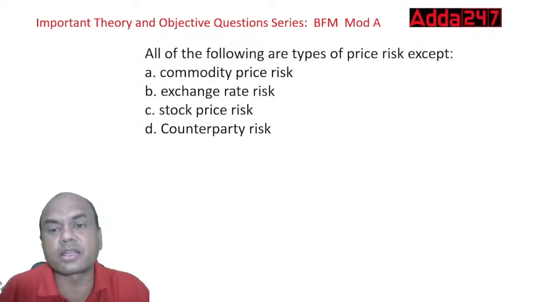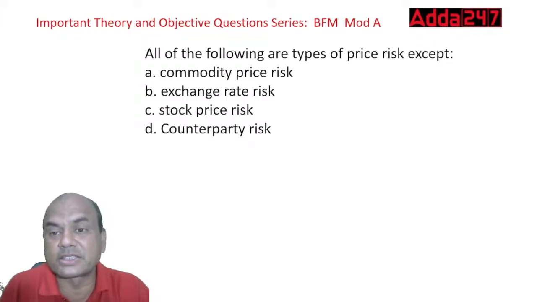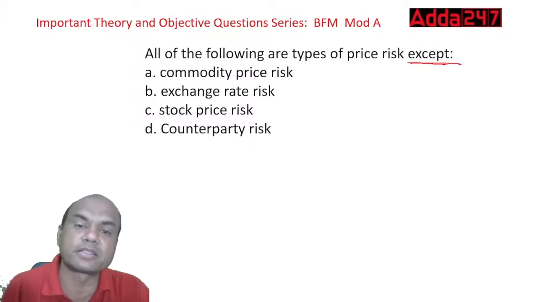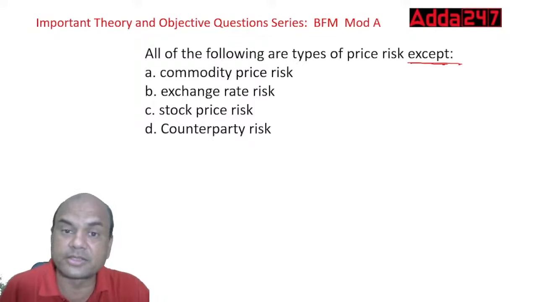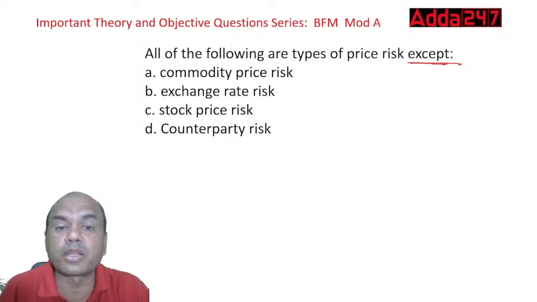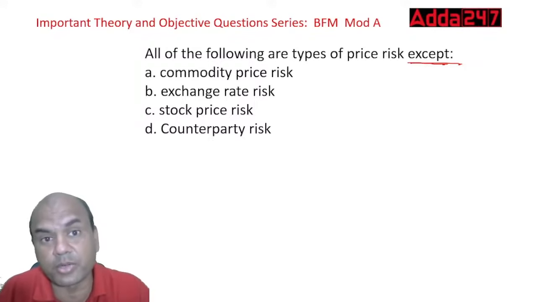All of the following are types of price risk except, so which is not a type of price risk? Let's see. Price risk means commodity price risk, the price of any commodity. What is the commodity?